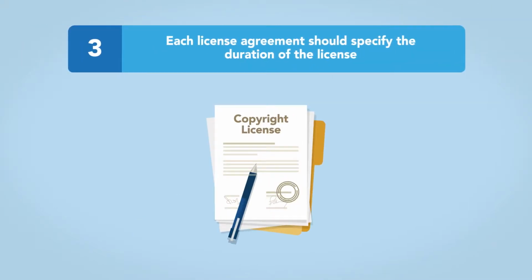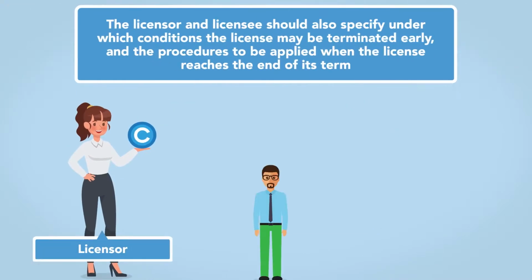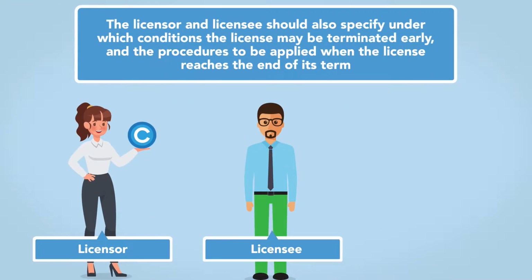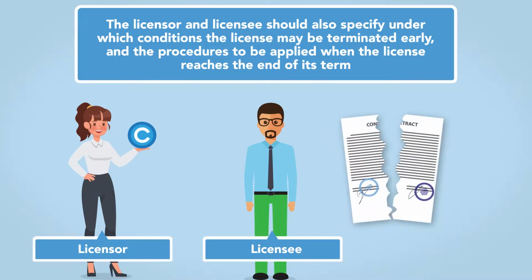Third, each license agreement should specify the duration of the license. The licensor and licensee should also specify under which conditions the license may be terminated early and the procedures to be applied when the license reaches the end of its term.